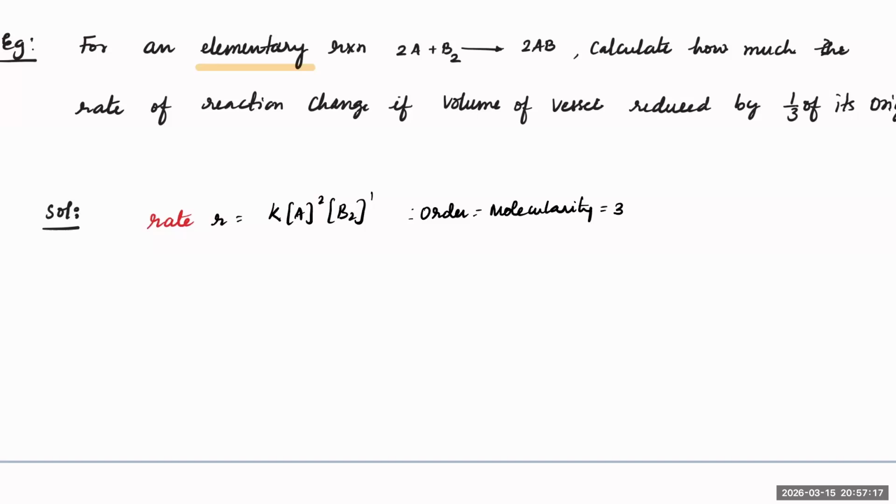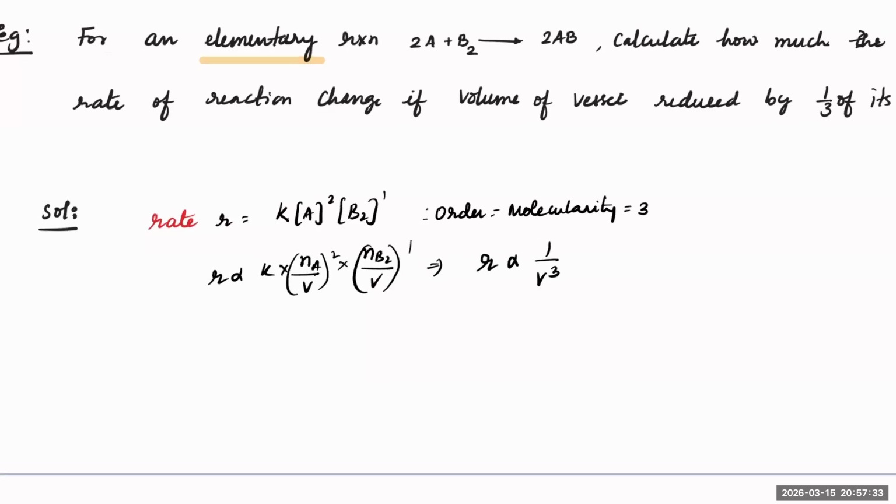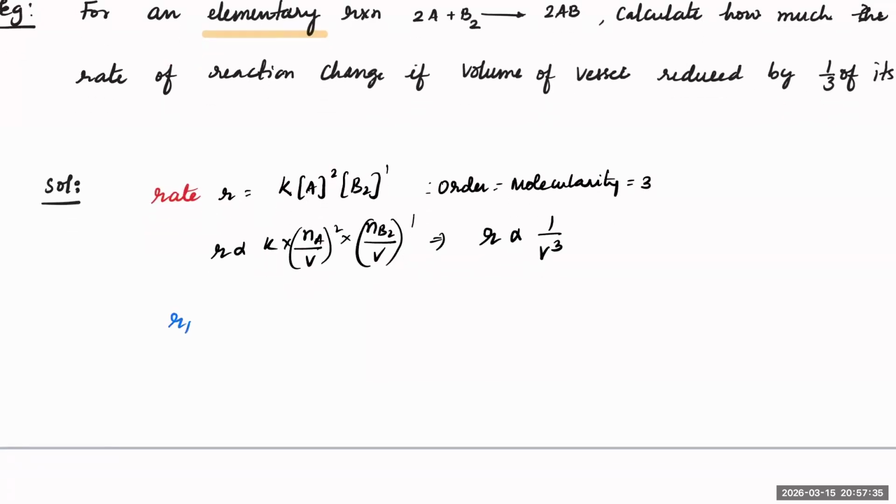And therefore, if you notice, this rate is proportional to K into number of moles of A by volume power 2 into number of moles of B2 by volume power 1, which implies rate is inversely proportional to V cube. Correct? Which means if I write it as R1 by R2, we can say it is V2 by V1 raised to power of 3. Correct?